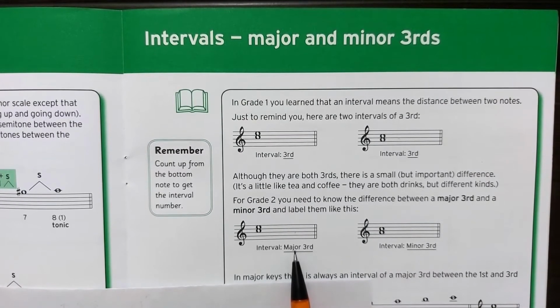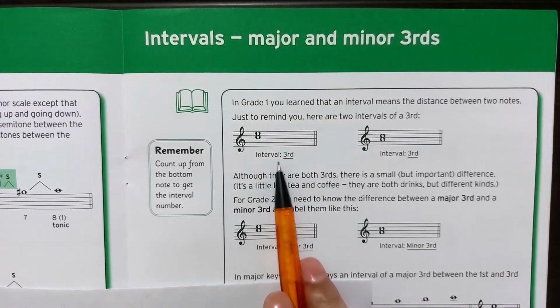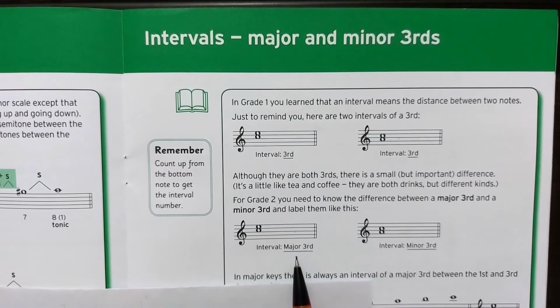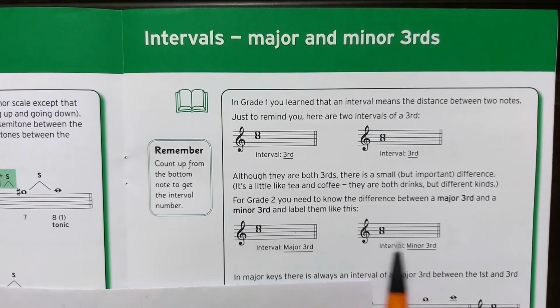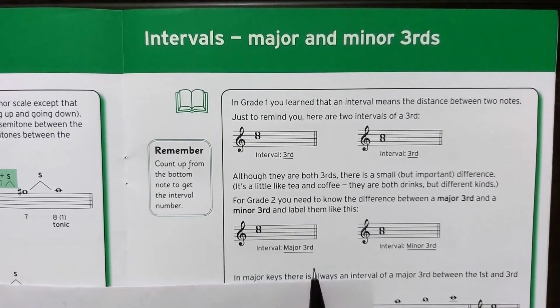Right now you see only here they've written third, but they are major third and minor third. These are two types of intervals we are learning right now. We have a lot more than this, but right now you're learning major and minor third in grade 2. Now I'll show you why this is major and why this is minor third.